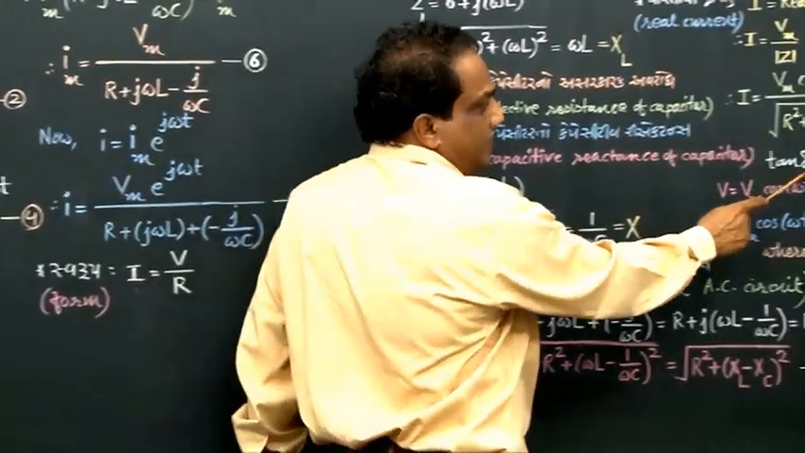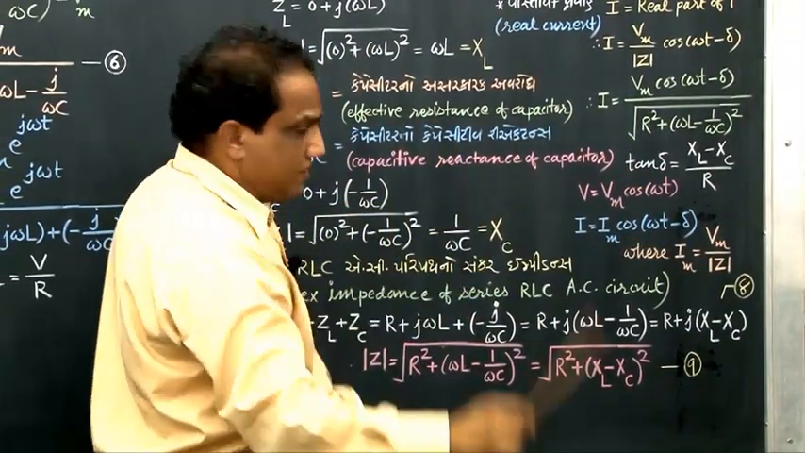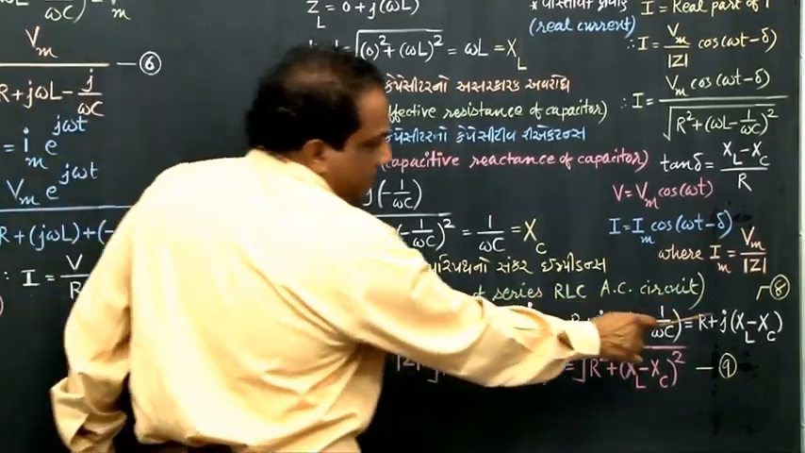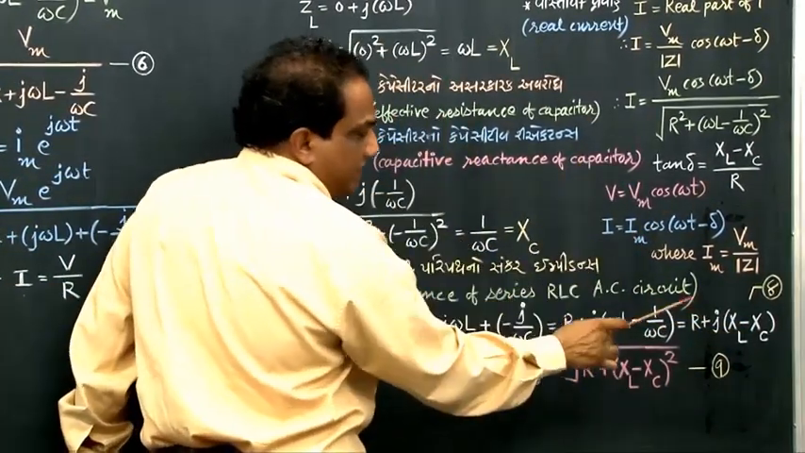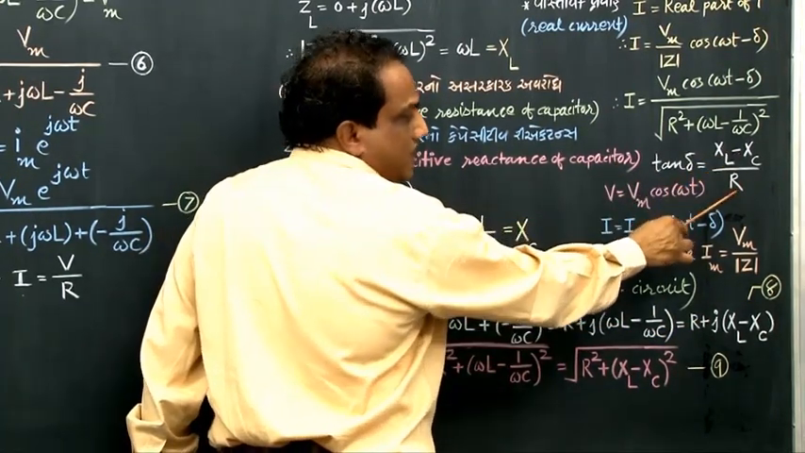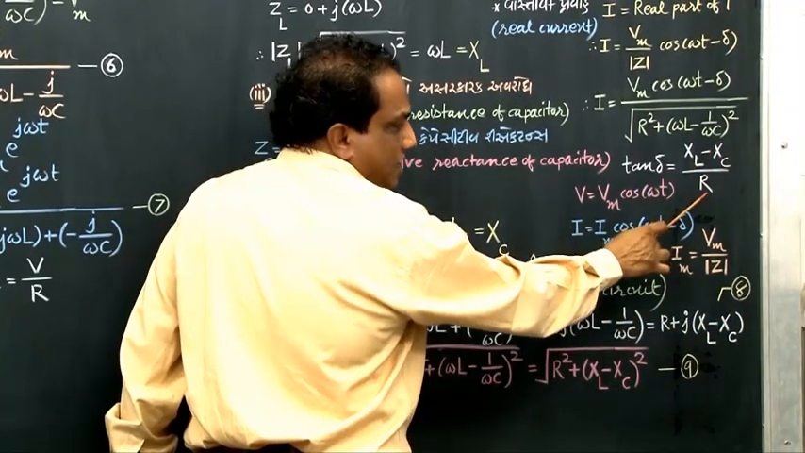Tan theta, instead of theta I am putting delta. It is equal to imaginary part upon real part. Imaginary part of complex impedance is XL minus XC, and real part is R. We are supposed to take the ratio of imaginary part to real part. So XL minus XC upon R.